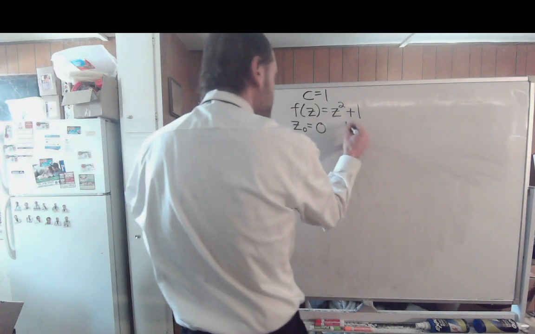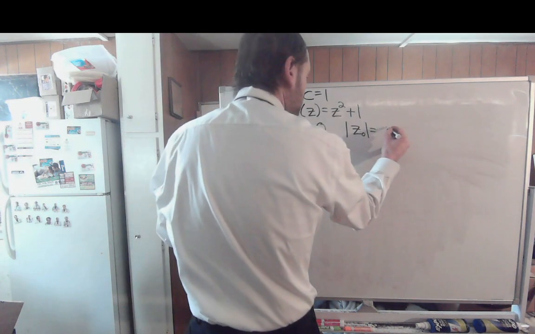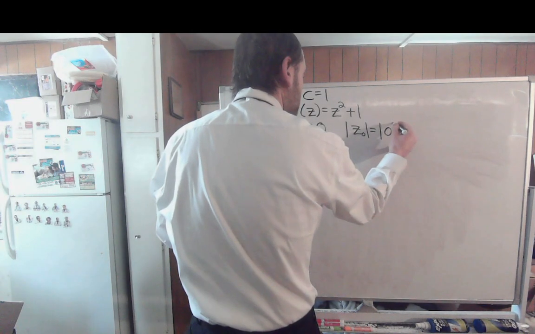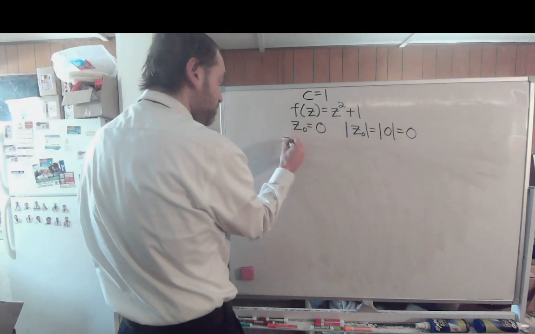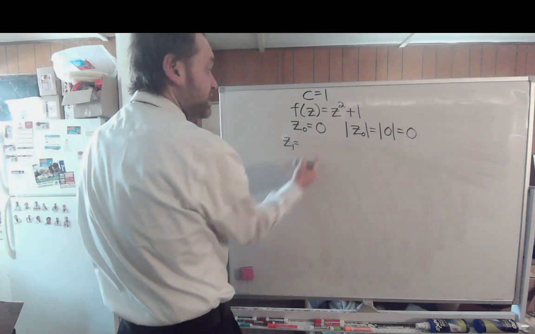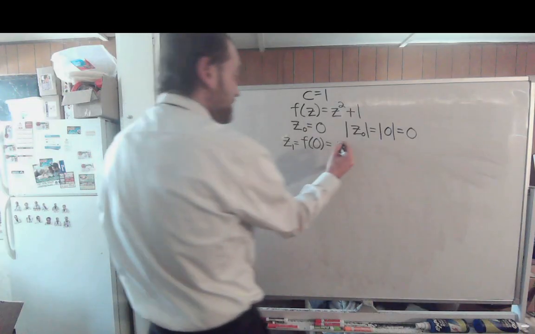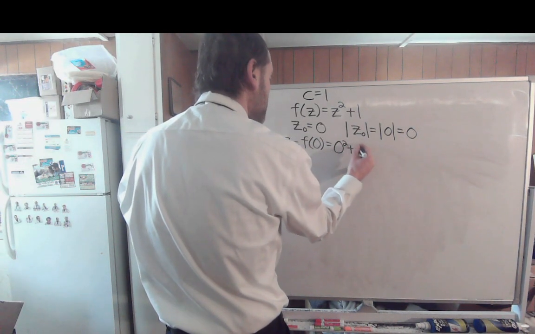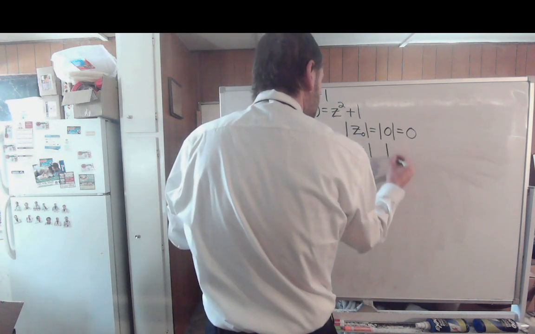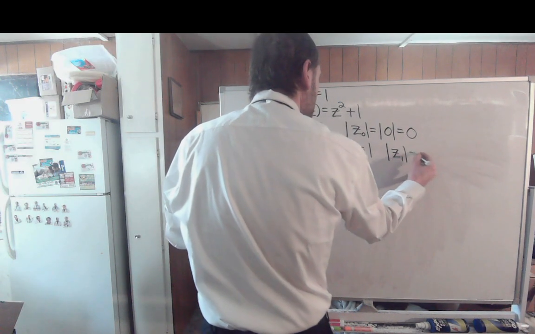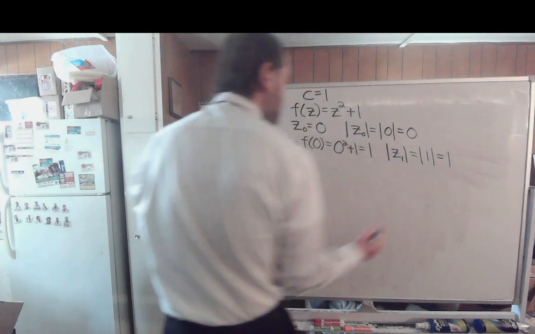Alright, so what's the absolute value of z sub 0? That's simply going to be 0. The absolute value of 0 is simply 0. Can't do anything with that. Now z sub 1 is going to be that f of z sub 0, so that'd be f of 0, which would be 0 squared plus 1, which would just be 1. Now, the absolute value of z sub 1 would equal the absolute value of 1, which equals 1.